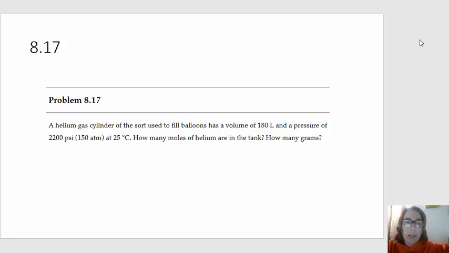Problem 8.17 tells us that a helium gas cylinder has a volume of 180 liters and a pressure of 2,200 psi, which they're nice enough to convert to atm for us, 150 atm, at 25 degrees Celsius. And they ask us to determine the number of moles of helium as well as the grams, or the mass.